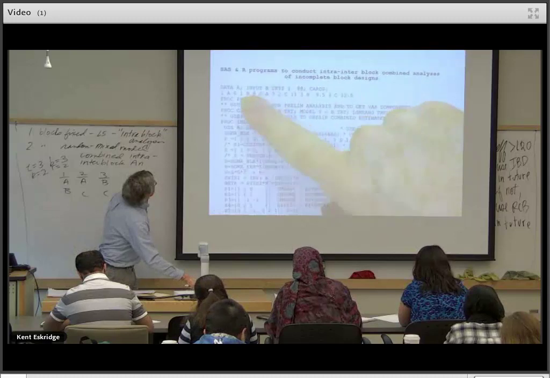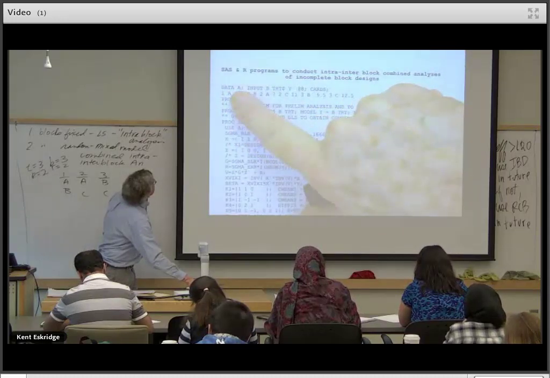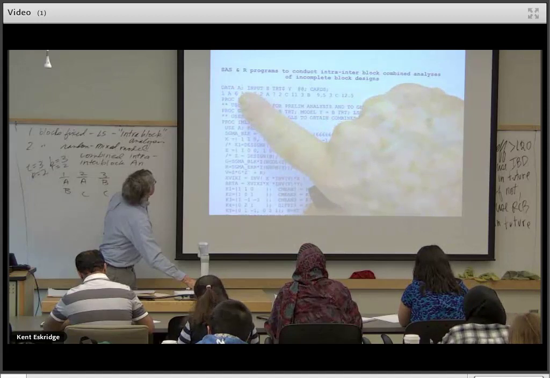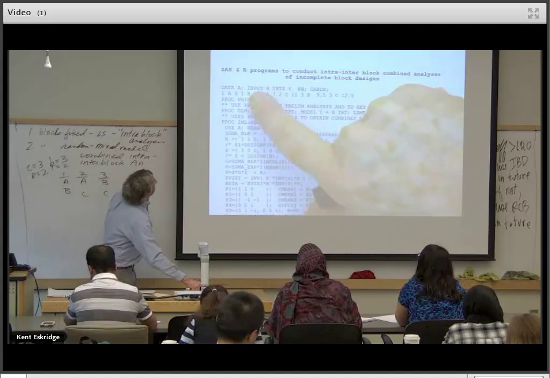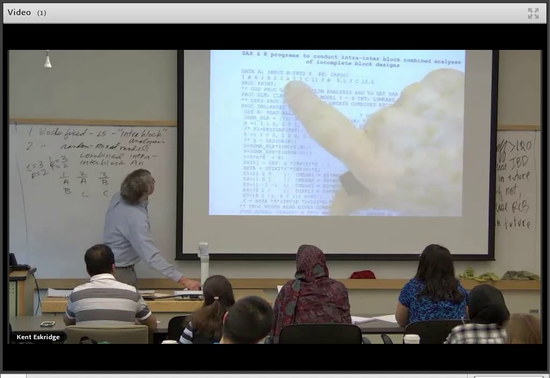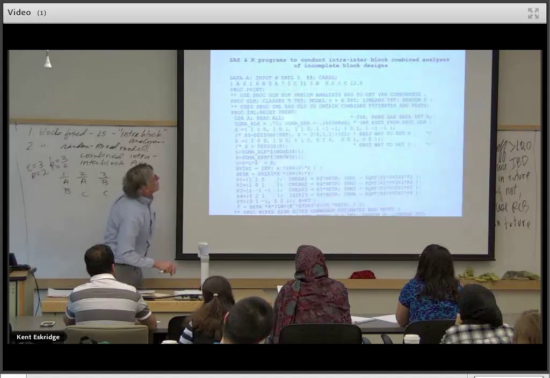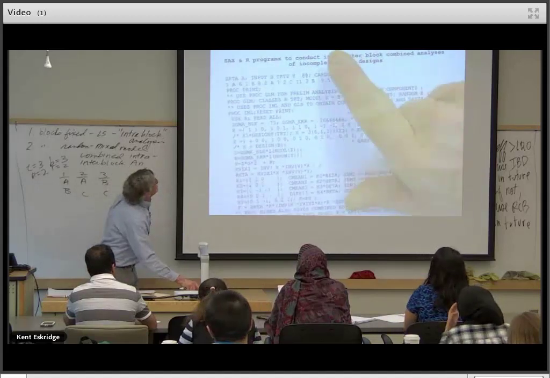Okay, so the first value is a block, the second value is a treatment, the third value is the response. And then it goes on. The fourth value is block, the fifth value is treatment, and the sixth value is Y. And it just repeats that way. In SAS, you can use the double @ sign to hold on to a data line in this way.